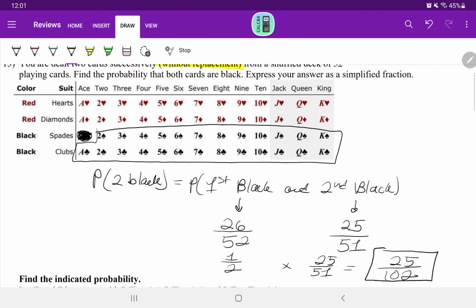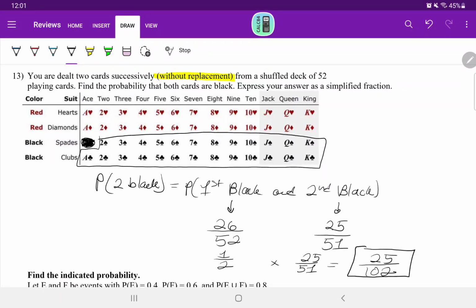All right, guys, that is it to independent and dependent events. I tried to explain it as much as possible and break it down piece by piece, step by step, and give a good explanation of each.